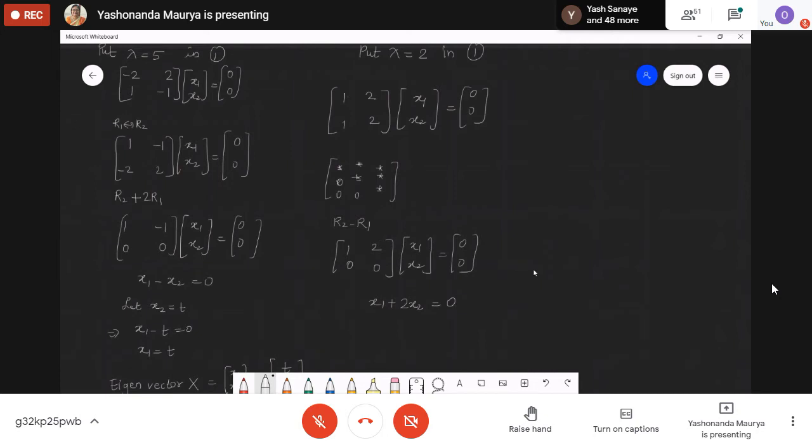Again, one equation and two variables. How do we solve? We need to initialize one of the variables.